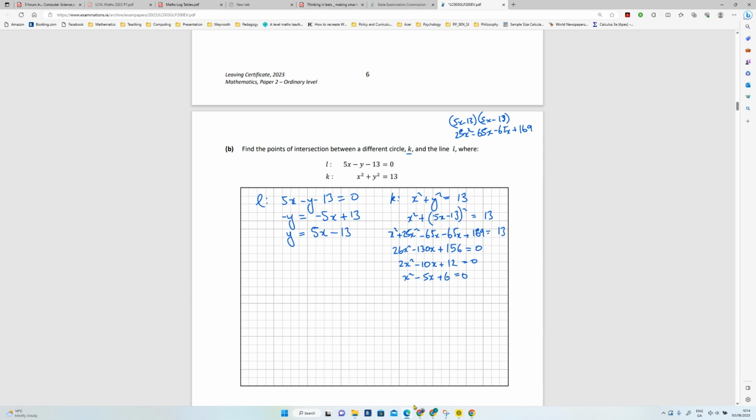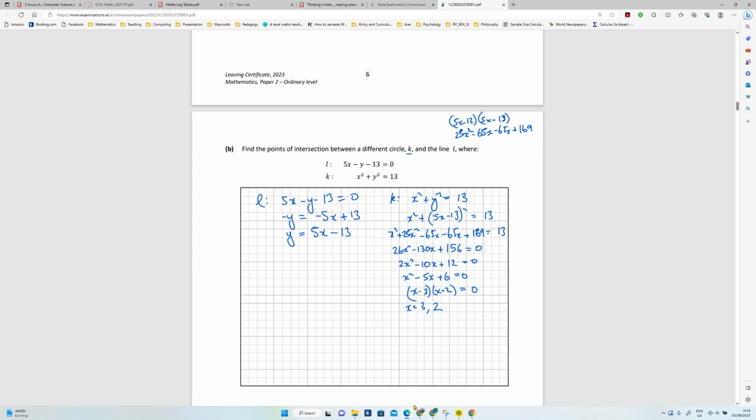Okay, so now can I factor this? Yes, I can. 3 2s are 6. So (x minus 3)(x minus 2) should work, which means x is 3 and 2. Okay, so now I'm looking for the points of intersection. So I've got the two x values. I need to find the two y values.